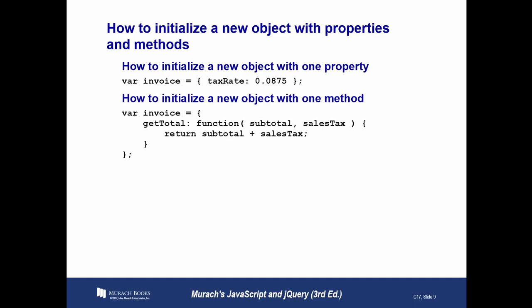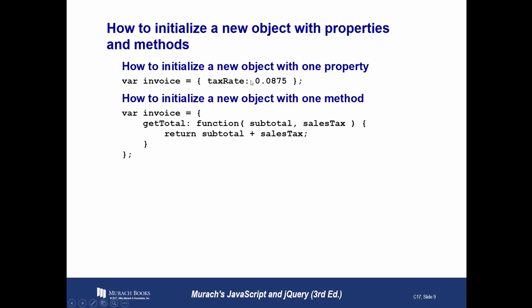Now, that's all fine and dandy, but sooner or later, the chances are pretty doggone good that you're going to want to come in and create your own object types. And the easiest way to do this is by storing an object literal in a variable. And this shows an example. In this first example, an object named Invoice is initialized to a property named tax rate that has a value of 8.75%. The property name and the value must be separated by a colon.